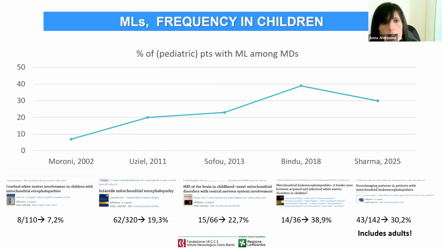In this slide, we can see the data about the frequency of mitochondrial leucoencephalopathy in children. As you can see, there are several case series of mitochondrial disorders in children reported in the last 20 years. In each of these case series, the incidence of leukodystrophy was analyzed, and as you can see, there is an increasing number of these incidents, except for the last paper, Sharma et al. This most recently published cohort includes also adults, and so not only children.